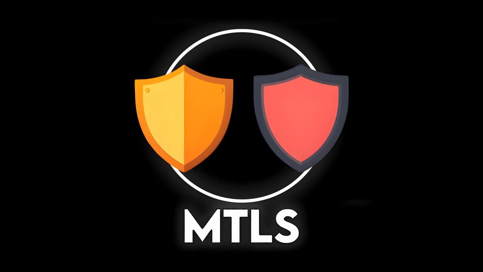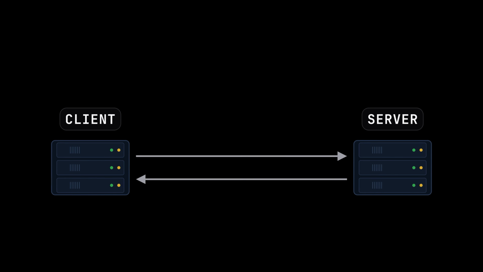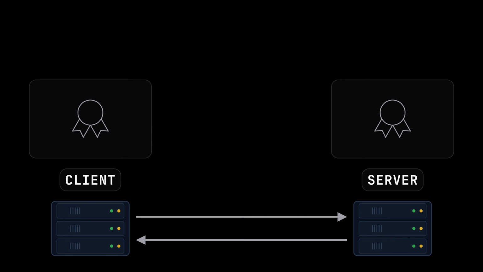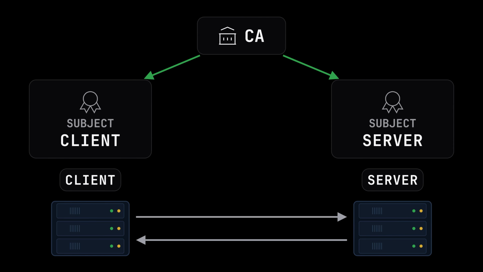mTLS, or mutual TLS, is used when, during the communication, both client and server need to have distinct identities and perform mutual authentication. For that, client and server hold digital certificates signed by a certificate authority that both sides trust, and that carry their identity in the subject name field.